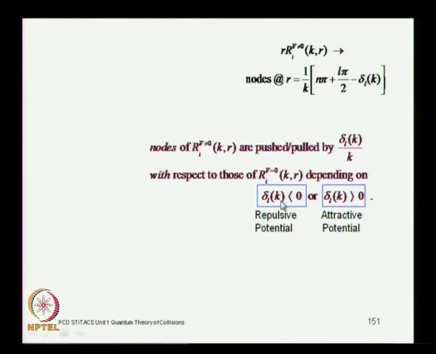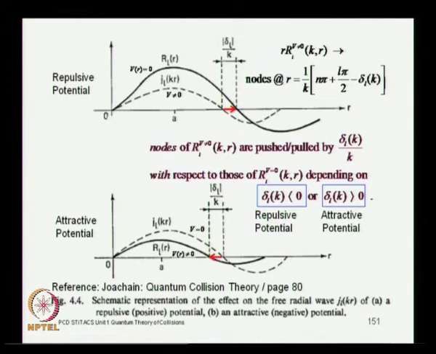with reference to which the phase shift is either negative or positive. So when the phase shift is negative in the case of repulsive potential, then the nodes are pushed away, otherwise they are pulled inward. Inward is toward the center of the scattering potential, and this is the general picture that emerges, and we clearly see that the phase shifts carry valuable information about the target potential itself.